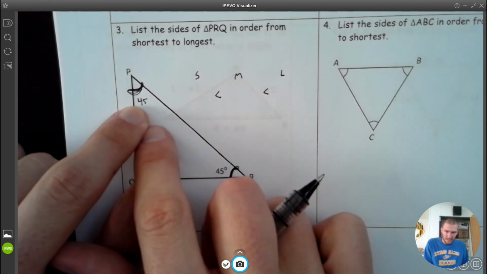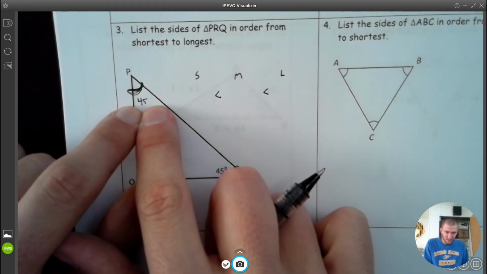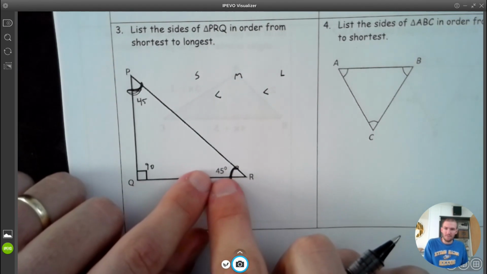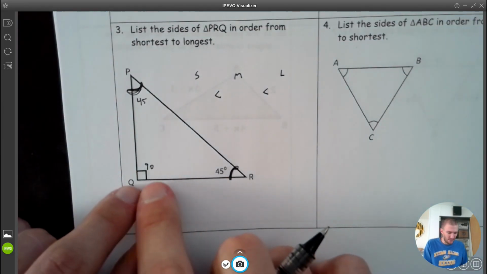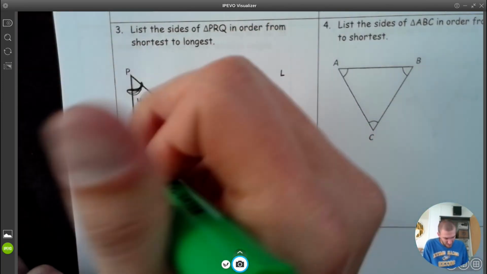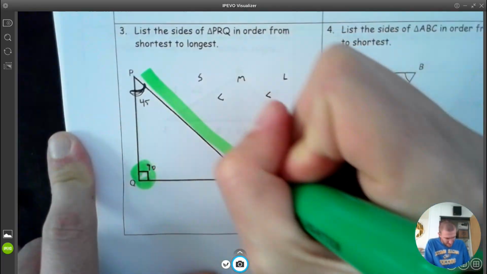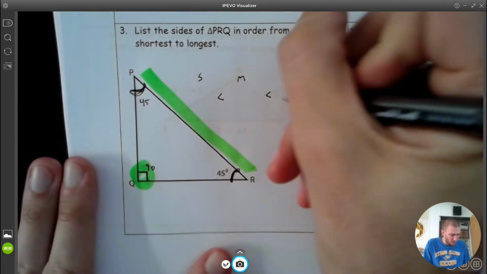So it says put them in order from shortest to longest. Well, the shortest is 45, but it's also 45. I kind of have a tie here. Now, it's easy for me to tell that 90 is the biggest. That's from P to R.